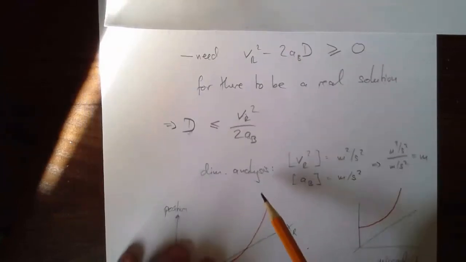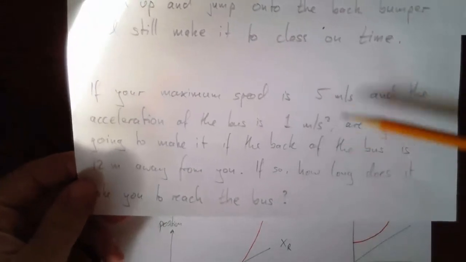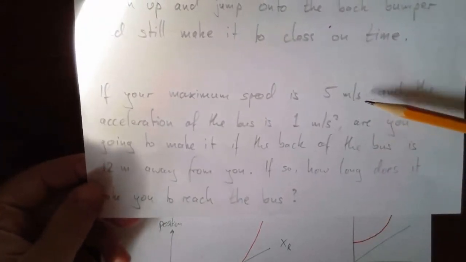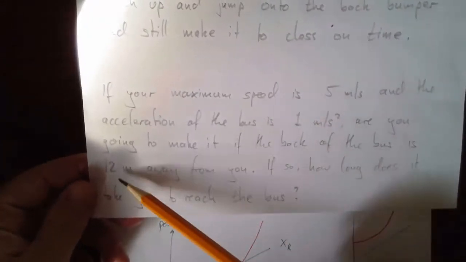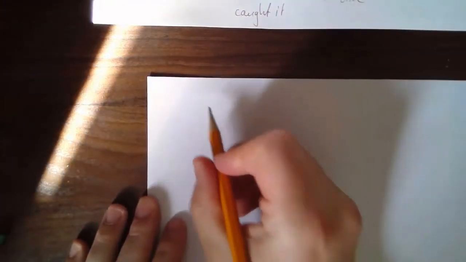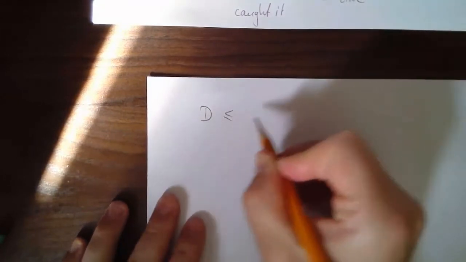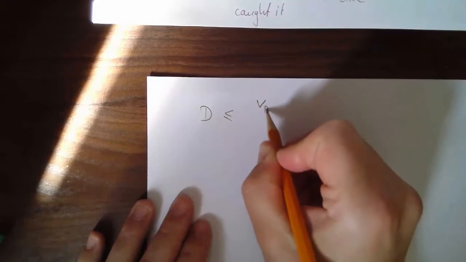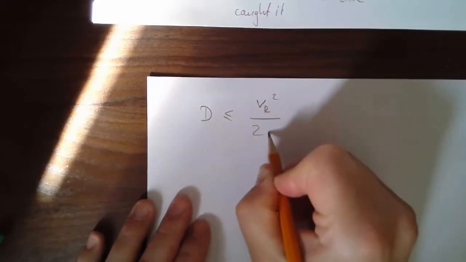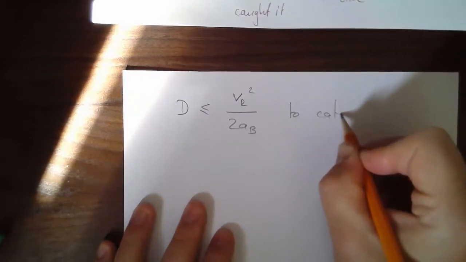so we found a condition, and now we're actually asked to plug in some numbers. Let's go back to the problem for a second. Our maximum speed is 5 meters per second. Our acceleration is 1. D is 12. Are we going to make it? Well, that's going to be easy. We're just going to apply what we just figured out. We had that D has to be smaller or equal to VR squared divided by 2AB to catch the bus.